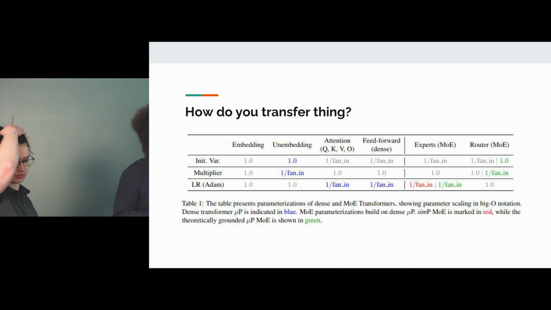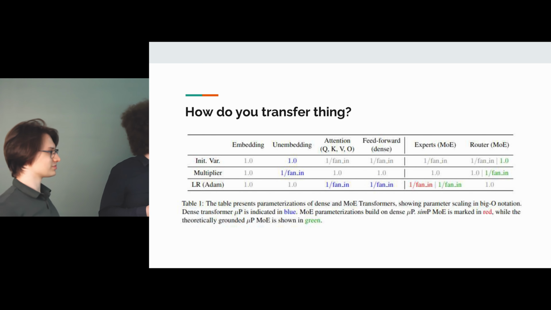Yeah, and in general, there are three things you must use to achieve these results. There were three rows in the table that was shown. So you can choose initialization as well as scaling the learning rate and the parameter multiplier. And all those three things have to be set up perfectly for everything to work.